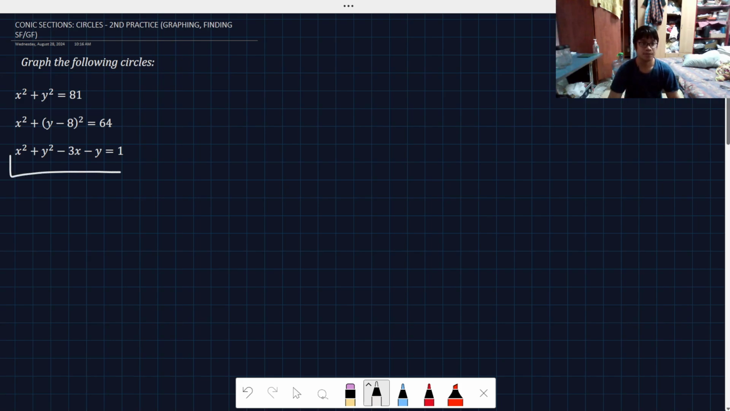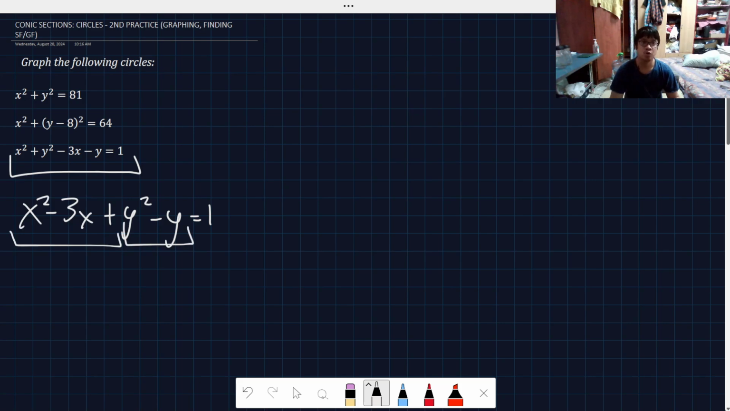Here, what we're going to do is first, make sure the constant term is on the right side, which it is here. So we're good to go. Next, on the left side, we're going to group all the x's and y's. So we have x squared minus 3x plus y squared minus y is equal to 1. Next, for your x and your y, you're going to do completing the square, or find the PST for each of the groups.